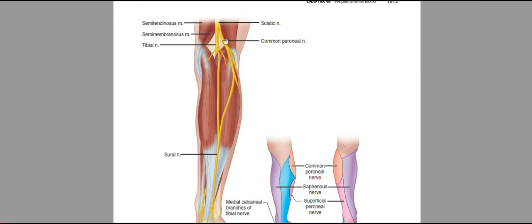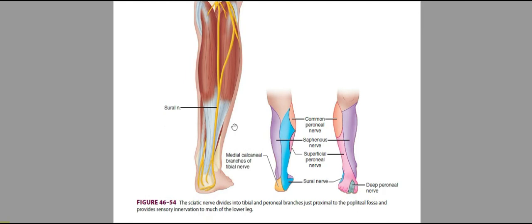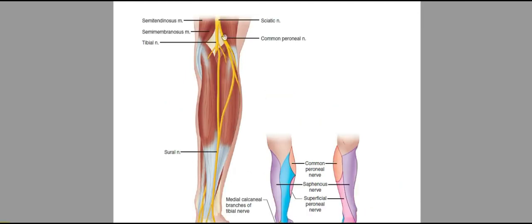Okay, the common peroneal will give sensation to the lateral upper part of the leg. This is the common peroneal, to the lateral upper part of the leg. The tibial will give us the posterior tibial and sural nerve, which we'll talk more about in the ankle block.